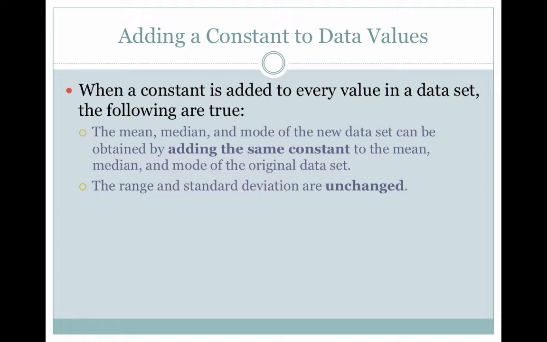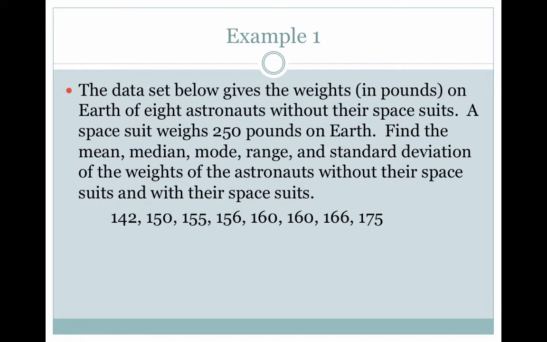When a constant is added to every value in a data set, the following are true. The mean, median, and mode of the new data set can be obtained by adding the same constant to the mean, median, and mode of the original data set. And the range and standard deviation are unchanged because the distance between values doesn't change. Just the whole data set is shifted. All right, so let's look at an example of this.